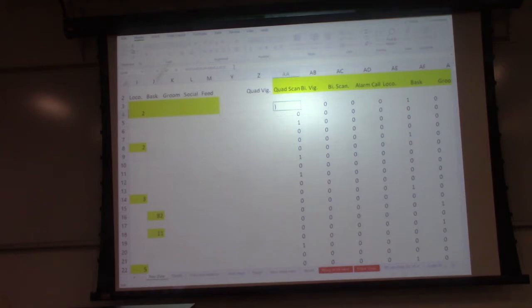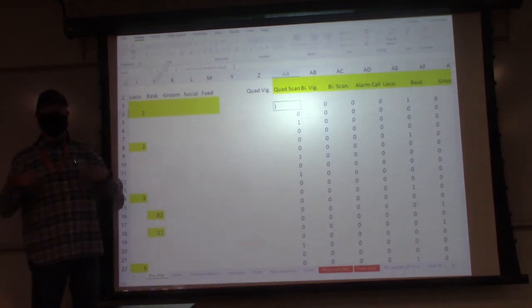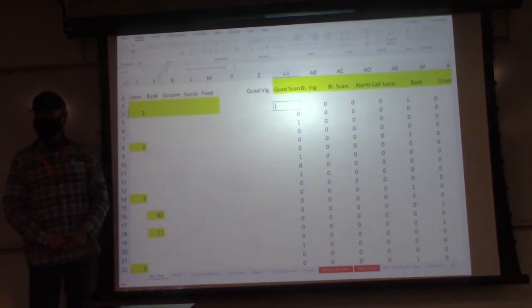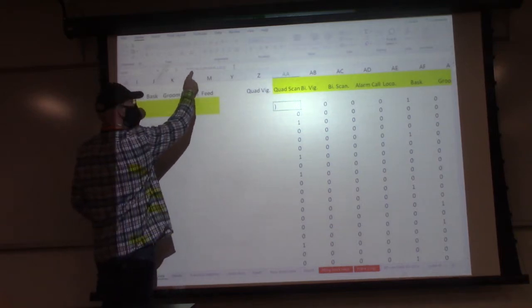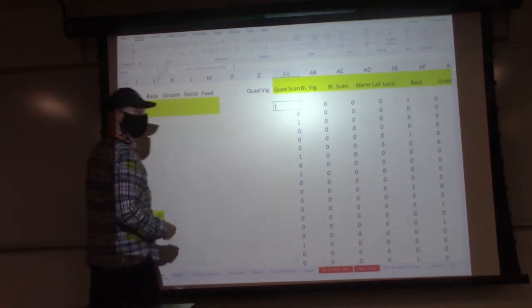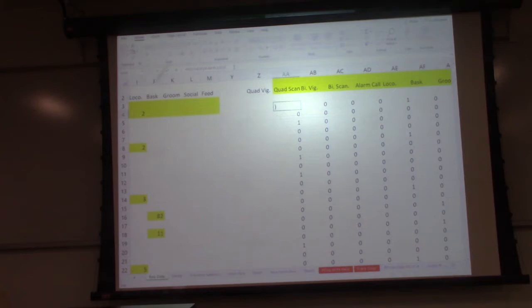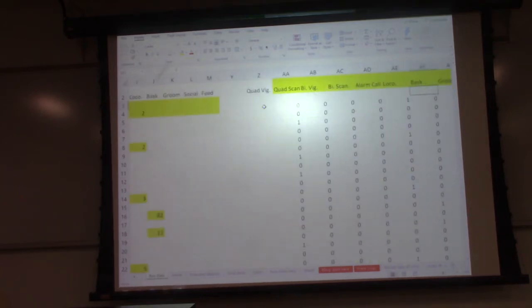But if you look at this equation up here at the top, here's what it says. It says equals if. So this is a logical thing. If this is true, then the next thing, otherwise the next thing. So it says, if D3 is equal to zero, let's go back and look at what D3 was. Let's go back to column D. D3 is vigilance, quadrupedal vigilance.